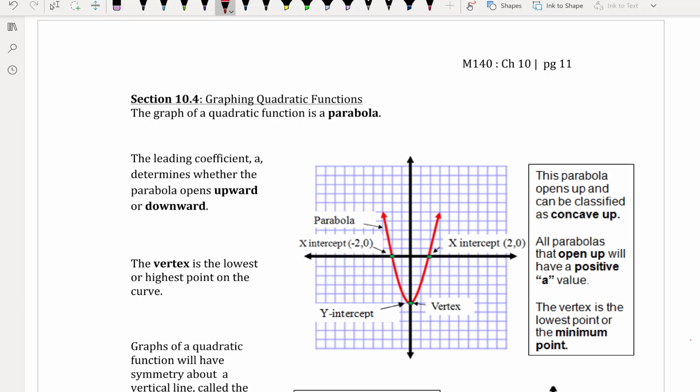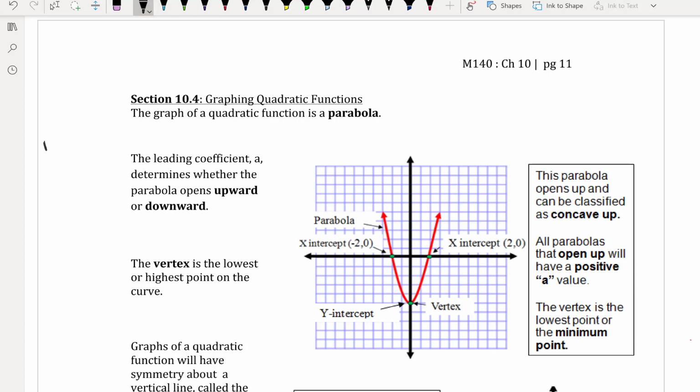We're going to pick up on page 11, which talks about section 10.4, which is all about graphing the quadratic functions. So here the graph of the quadratic function is a parabola. We talked about this before, but we're going to revisit this section. Depending on the leading coefficient, the parabola will open upwards or downwards.